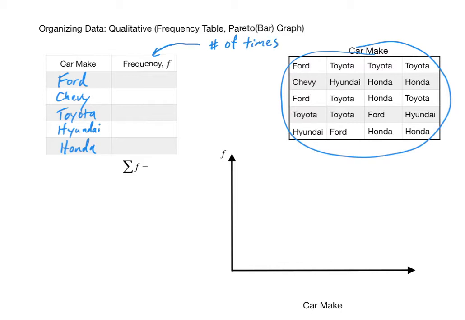So for example, for Ford's frequency we'd have to go through and count how many Fords there are. There's 1, 2, 3, 4 Fords. So let's pretend this is a class of students. 4 of the students drive Fords. Let's go through and see how many drive Chevys. We've got 1, just one Chevy. How many drive Toyotas? We've got 1 here, 2, 3, 4, 5, 6, 7.